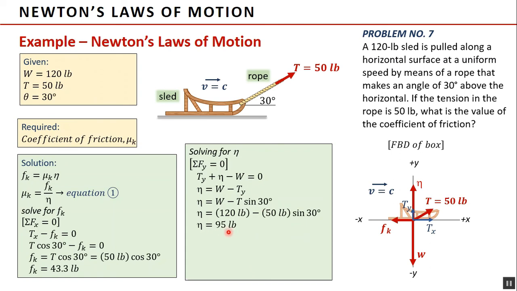This is what I told you before, that the normal force is not equal to the body's weight. You see that here, the normal force, which is 95 pounds, is less than its weight of 120 pounds. This is because the rope is providing an upward component, which helps the surfers to carry the sled. Is it clear, class? Now that we have already the kinetic friction and normal force, we go back to equation 1 and substitute these values. So mu k is 43.3 pounds divided by 95 pounds. Therefore, the coefficient of kinetic friction between the sled and the ground is 0.46.